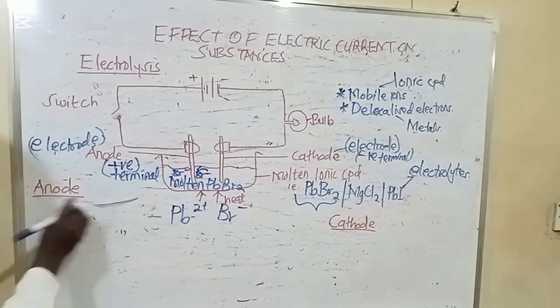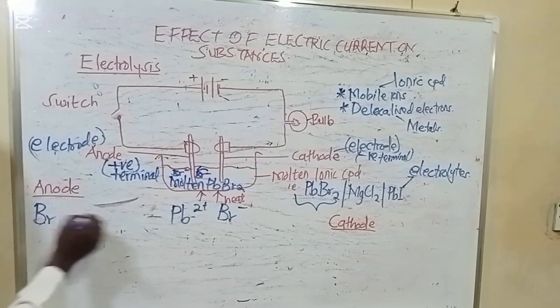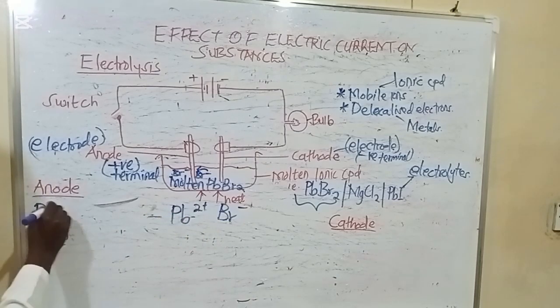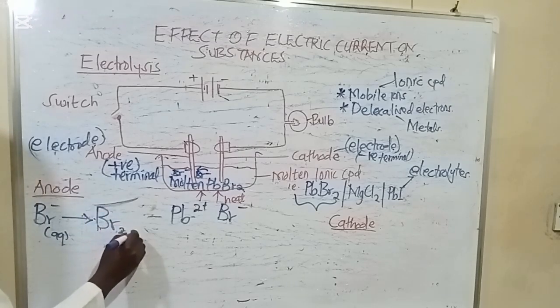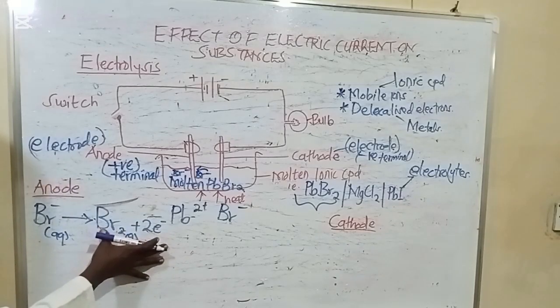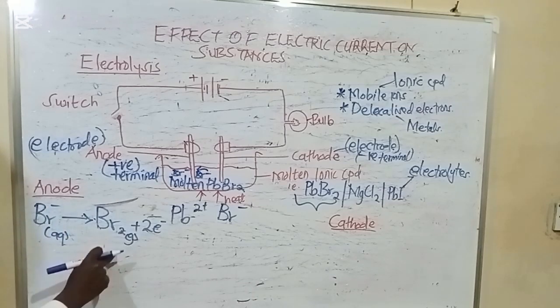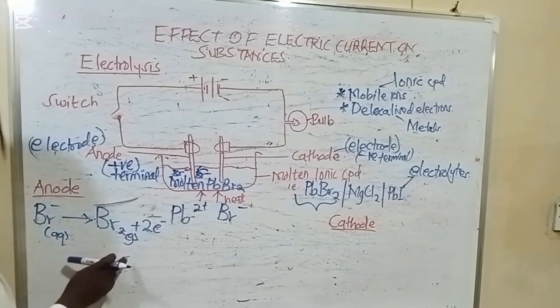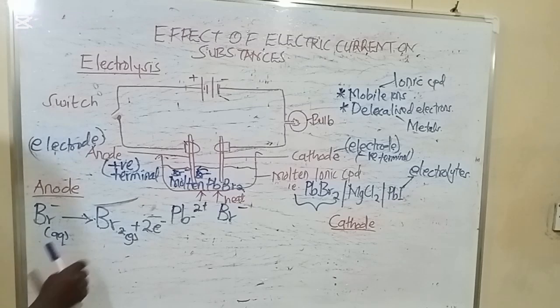So the equation at the anode is going to be your bromine ions, which are aqueous in state, forming your bromine gas plus the 2 electrons that we're losing. Remember, this is the side of the product. The reactant is our bromine ion, forming a bromine gas. Remember, bromine is a halogen and they are diatomic in nature. That is why we've written Br2. So that is what is going to happen on the side of your anode.